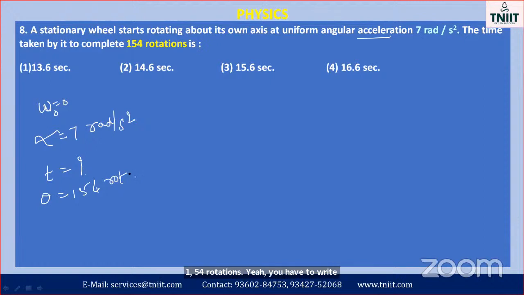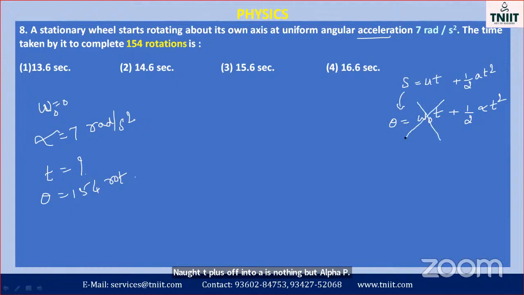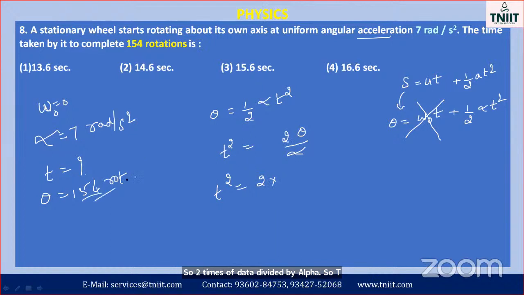You have to write the rotational equation. S is equal to ut plus half at square. So S is replaced with theta, u is replaced with omega naught t, plus half into a is nothing but alpha t squared. Now omega naught is 0, so this is going to get cancelled out. So theta equals half alpha t squared. Now they are asking you to find t squared. So t squared equals 2 theta divided by alpha. So t squared equals 2 into what is angle theta?